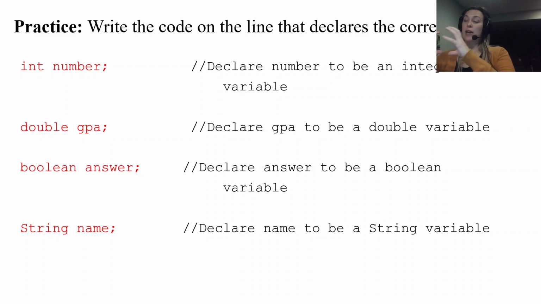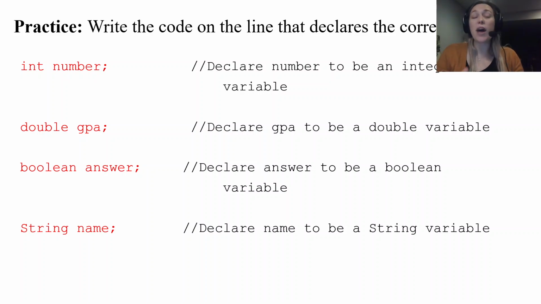So that says, this container in memory is going to be called number, and it's going to store an integer. This container over here, we're going to call it GPA. It's going to store a double. So on and so forth. When we declare, we don't actually have any values in them. We just declare them, and they're there.